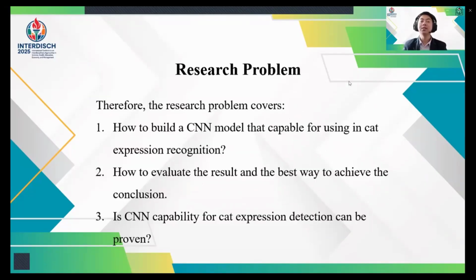So for this research, I'm focusing on three research problems. The first one is how to build a CNN model that is capable of being used in cat expression recognition. The second one is how to evaluate the results and the best way to reach the conclusion. And the third one is whether the CNN's capability for cat expression detection can be proven. So these are my three research problems.